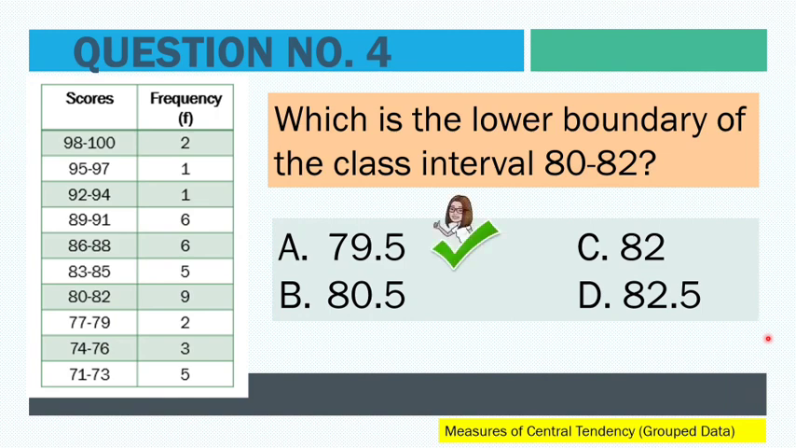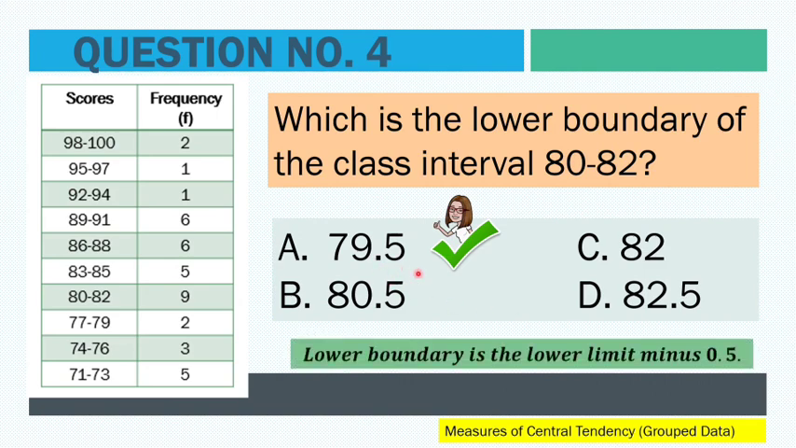A is the correct answer, 79.5, because when we say lower boundary, it's the lower limit minus 0.5. The lower limit is 80. When we subtract 0.5, you will get 79.5. You also get it? Nice job!